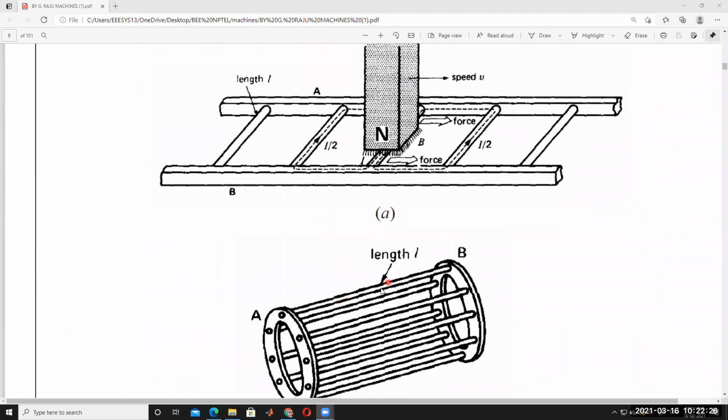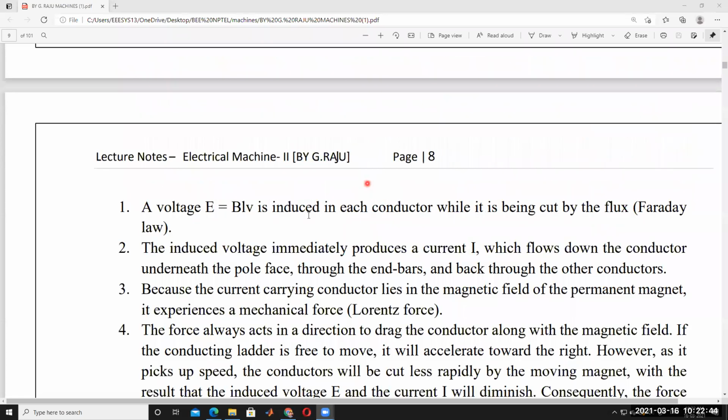This is a squirrel cage induction motor. Let us assume for the squirrel cage induction motor, this is the length of the conductor. This is called the copper rod or conductor length. This is called the length of the conductor, that is called L, the series conductor.